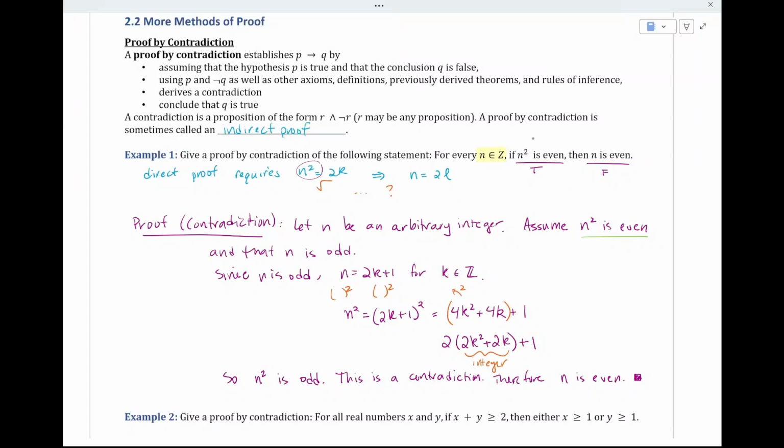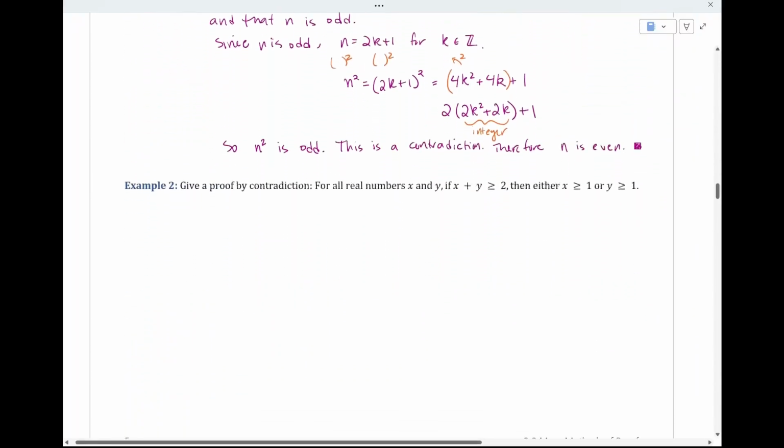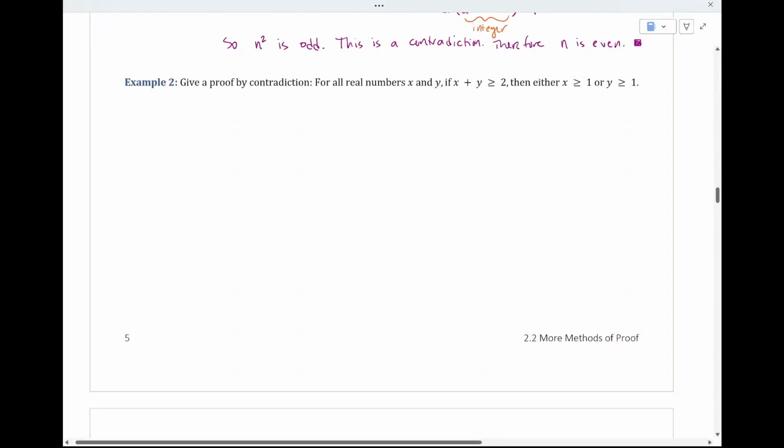Assume that P is true and that Q is false. And then you show, you develop a contradiction, and then you can say that Q actually must be true. Okay, let's come to another one, example 2.